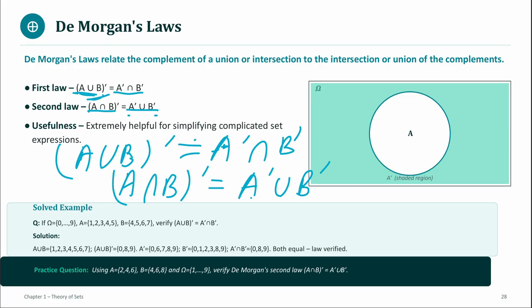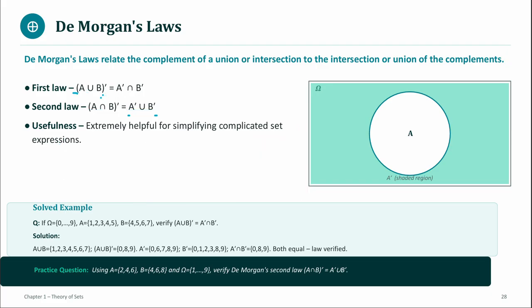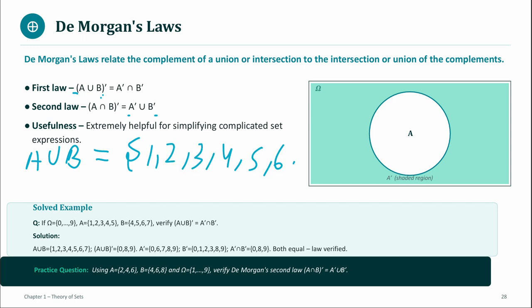If we see the solved example right here, it says that if the universal set is 0 to 9, A is equal to {1, 2, 3, 4, 5}, and B is equal to {4, 5, 6, 7}, then we need to verify this. So first let us calculate A union B. A union B here comes out to be {1, 2, 3, 4, 5, 6, 7}.